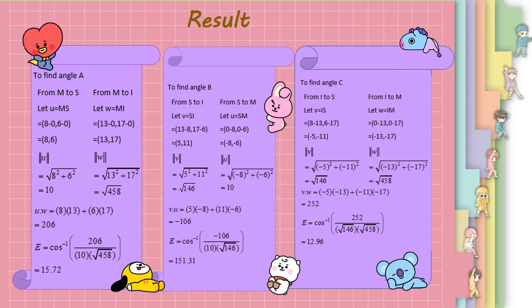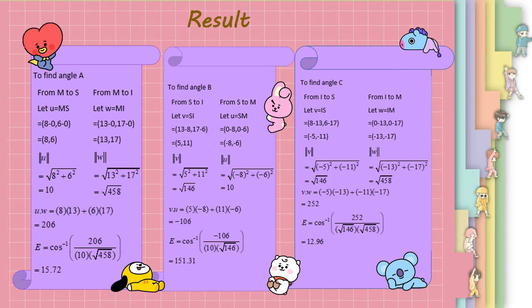Next vector is vector w, from Malaysia to Indonesia, point I minus point M, resulting in vector w equals 13 and 17. Then, calculate the magnitude of both vectors. To calculate the magnitude of a vector, we take the square root of the sum of the squares. As you can see here, we get the magnitude of vector u equals 10 and the magnitude of vector w equals square root 458.